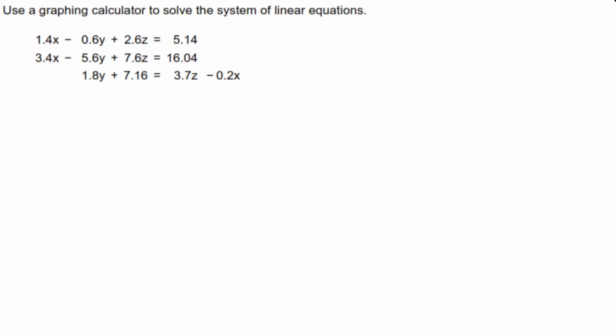All right, so here we go, another one, and nicely with the numbers here, I'm glad we get to use a calculator. And so let's go ahead and do this. So we're going to rewrite this into the augmented matrix form. So we're going to get 1.4, we're going to get minus 0.6, we're going to get a 2.6, and then a 5.14. Then we have a 3.4, negative 5.6, 7.6, and 16.04.